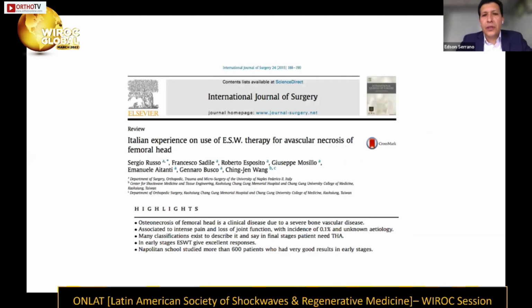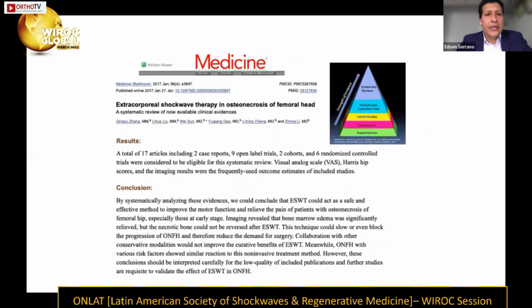There are many papers talking about this. I am showing some of these papers. This Italian experience, in this systematic review of extracorporeal shockwave therapy in osteonecrosis of the femoral head, reviewed a total of 17 articles, and the conclusion is that shock waves are a safe and effective method to improve motor function and relieve pain in patients with osteonecrosis of the femoral head.